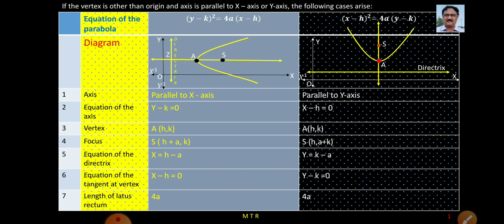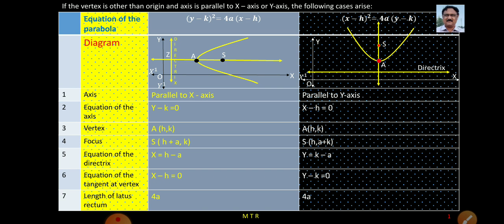So if the equation of the parabola is of the form (y minus k) whole square is equal to 4a into (x minus h), in this case the vertex is not the origin; here the vertex is (h, k) and the axis is parallel to the x-axis. This is another case, (x minus h) whole square is equal to 4a into (y minus k). In this case, the axis is parallel to the y-axis. So the equation of the axis is x minus h is equal to 0. If we observe, here the square is for x minus h, so x minus h is equal to 0 is the equation of the axis.